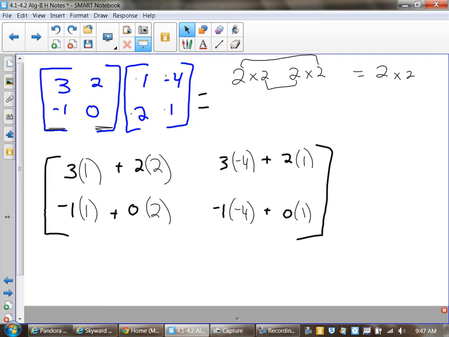Granted, will I be asking you guys to try and do these 2x2s, 2x3, 3x2s, things like that by hand? Yeah. Can you do this in your calculator? Uh-huh. You want to know how you check it? Take your calculator out. I'll show you how you check this.